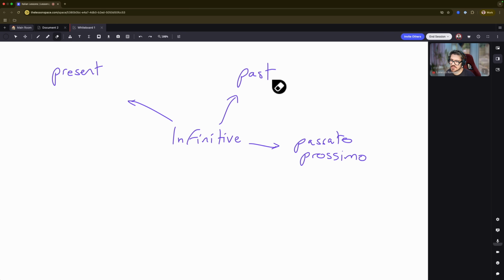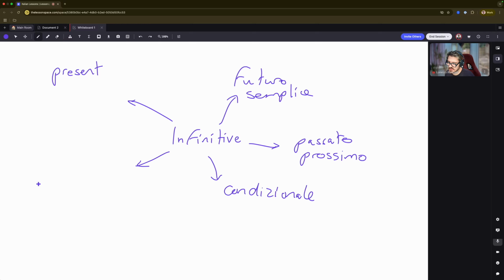Oh, actually, hang on, this is a bad label. Let's be a bit more specific. So hopefully you can read my handwriting as well. I'm doing this a little bit in a rush. So the infinitive is what we use to go to all of these different places. I'll give you a couple of examples in a second. We can literally go anywhere.